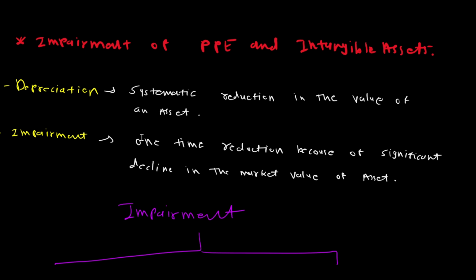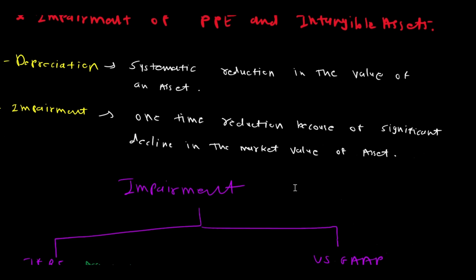So impairment means a one-time reduction because of a significant decline in the market value of an asset. And depreciation means a systematic reduction in the value of an asset. Systematic reduction we do, and we check for impairment for the one-time reduction because of any significant decline in the market value of an asset.